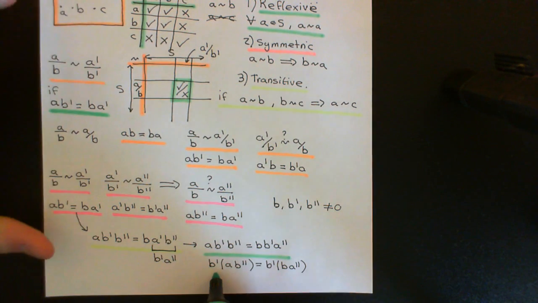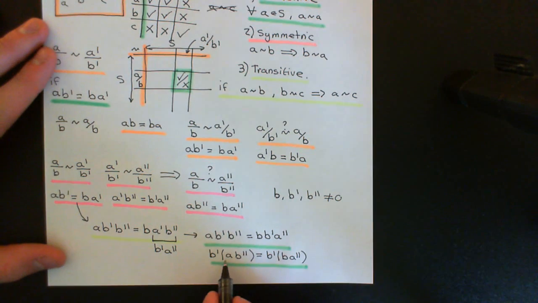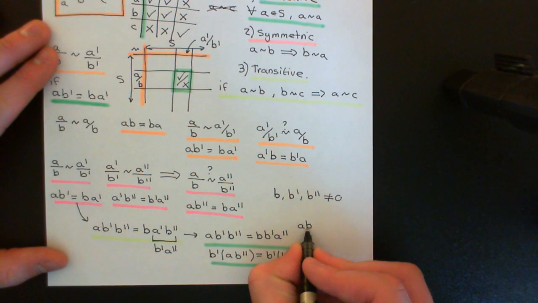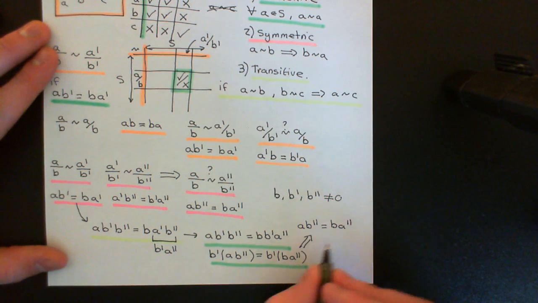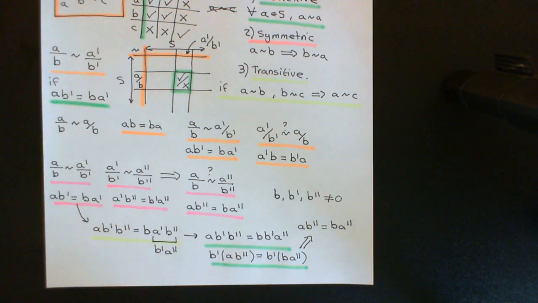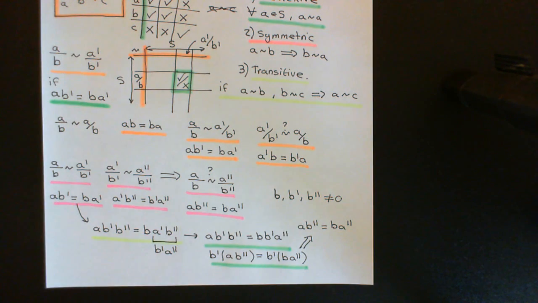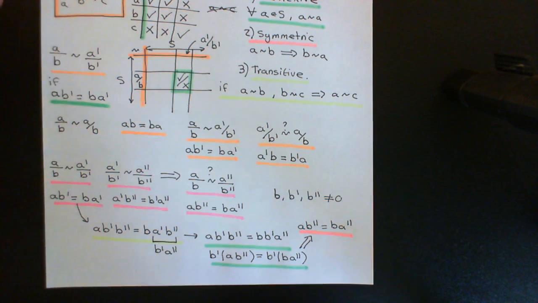Now we can apply the cancellation law that holds true in an integral domain. Because b prime is not equal to 0, you can conclude from this statement here that a times b double prime is equal to b times a double prime. You can't do that in an arbitrary ring. You can only do that because it's an integral domain, and it also relies on b prime not being equal to 0. So that's the cancellation law that holds true in an integral domain.